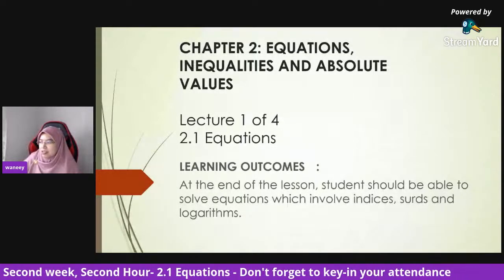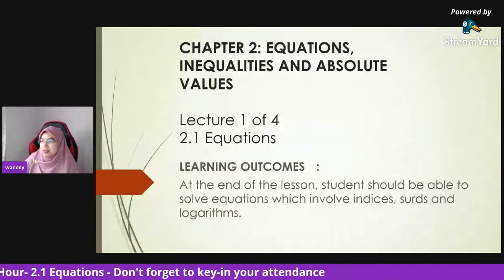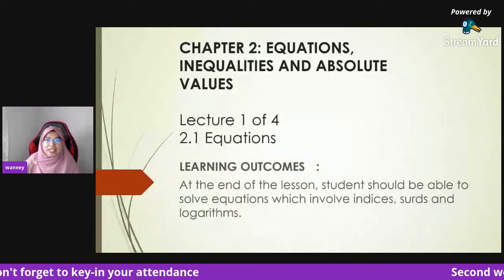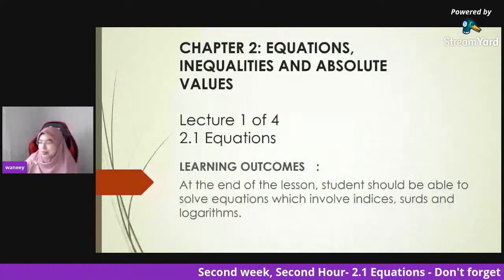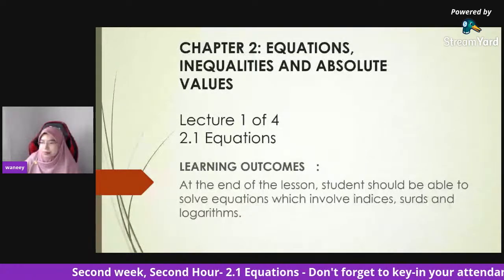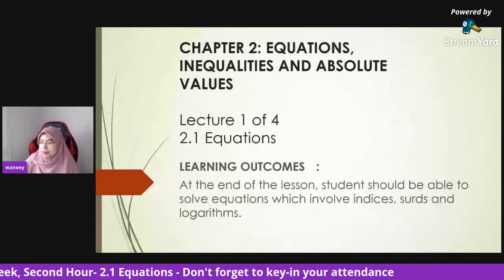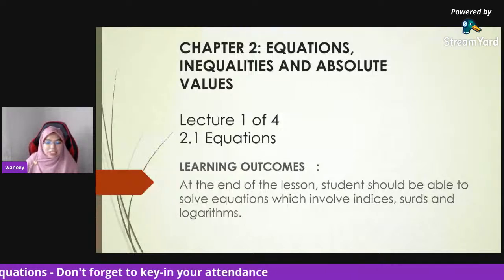Okay, so now it's already 12 p.m. So don't forget to key in your attendance. Everyone, please key in your attendance. Don't forget to key in your attendance now.